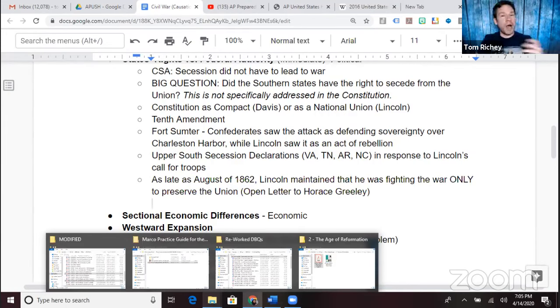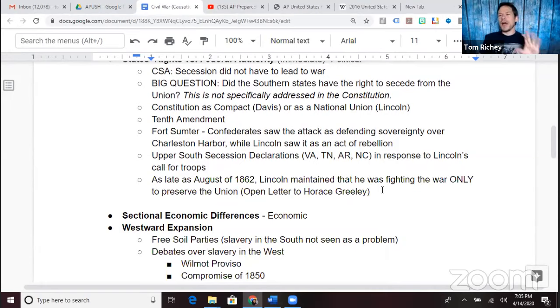And Lincoln responded publicly. He said, "You know what? I'm not doing enough to free slaves because that's not why I'm fighting the war. I'm fighting the war to preserve the Union." Okay, so now another thing you would note, so Lincoln.